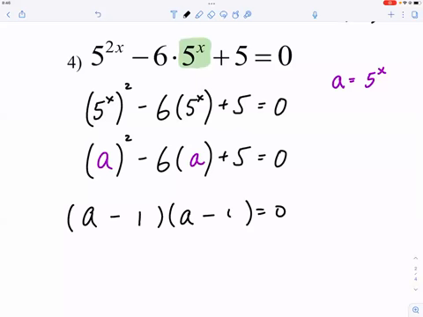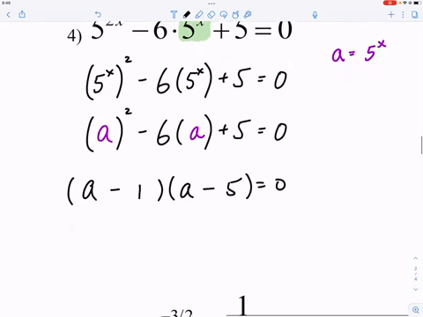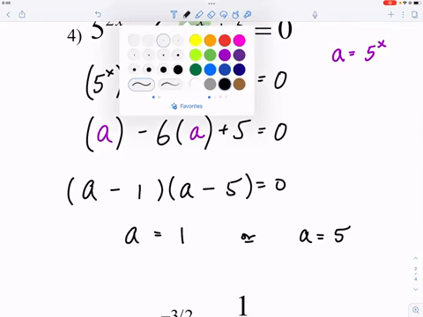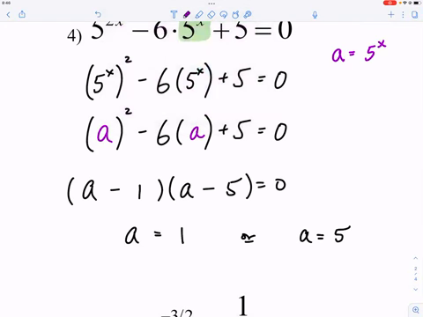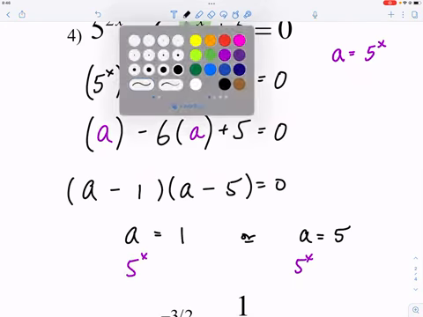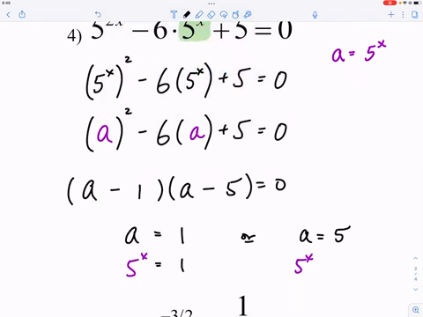So it's got to be 1 times 5 to get you 5. So you have (a minus 1)(a minus 5). So that means a is equal to 1 or a is equal to 5. Okay. And we are not done yet because we are not trying to find out what a is. We're trying to find out what x is. So we need to put the 5 to the x power back in here.